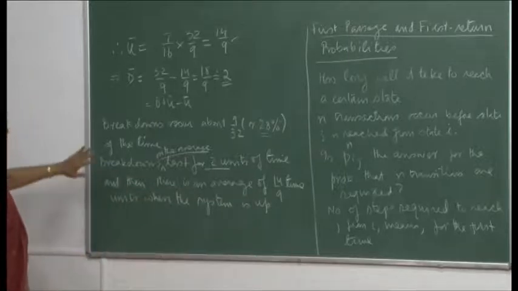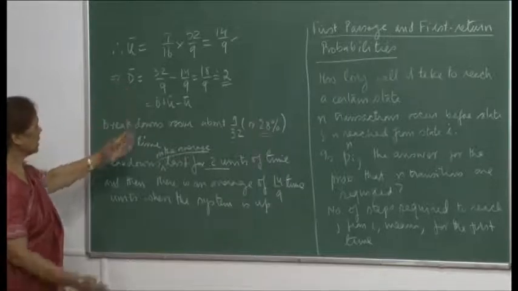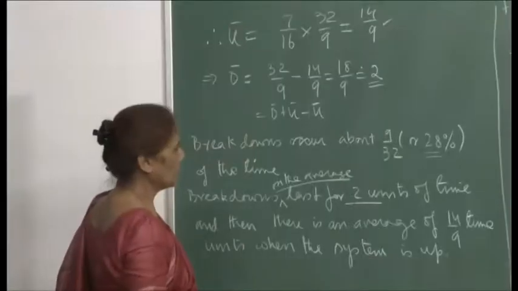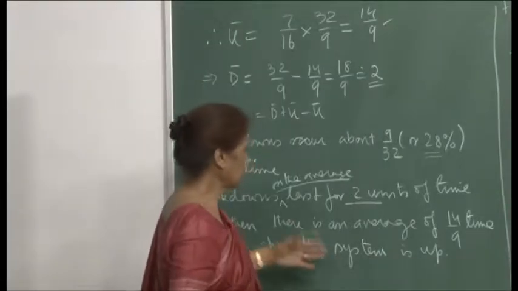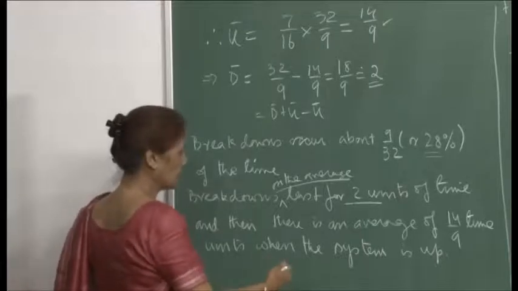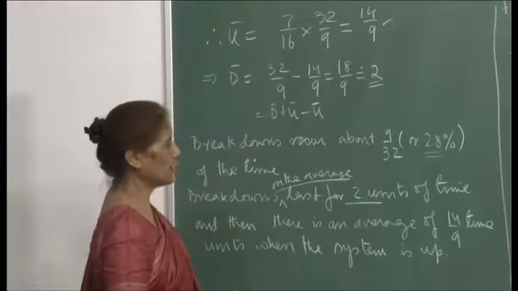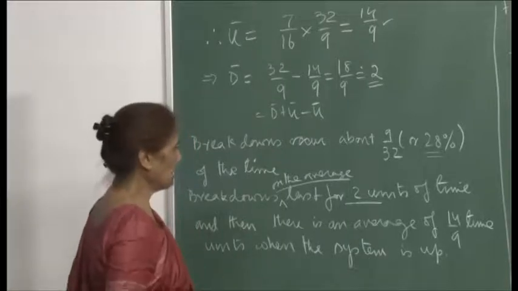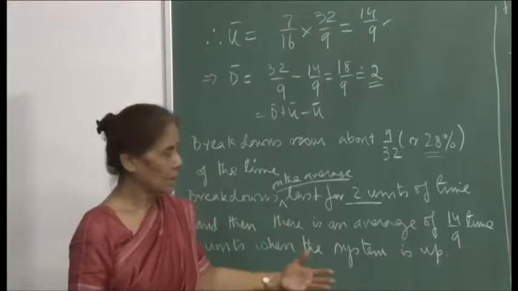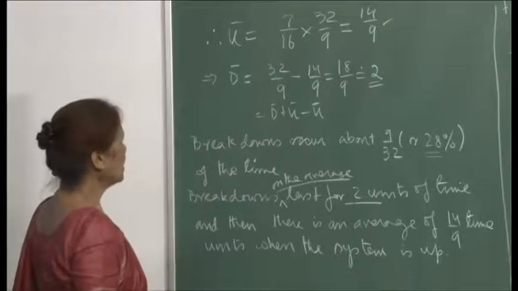Okay. So, I hope you understand the way we computed this, because we had to define u bar and d bar. And of course, the other reason I took this example was that there were two states which were defining the up system and two states which were defining the down system, and therefore the computations were not just straightforward. So, I thought that would be a good example to discuss in this course.